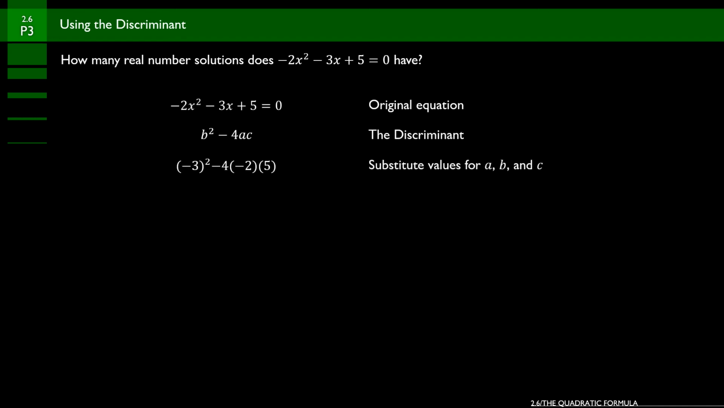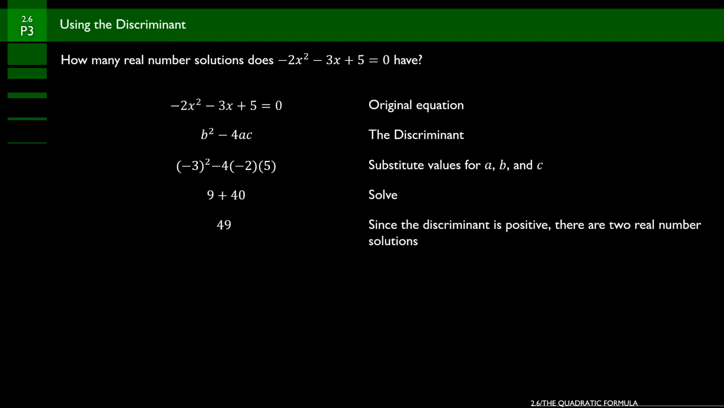So we get negative 3 squared minus 4 times negative 2 times 5. When we simplify that down, we get 9 plus 40, which means that we get a solution of 49. What this tells us is that there are going to be 2 real number solutions for this particular problem, which means that when we graph this, our graph is going to touch the x-axis in 2 different spots.